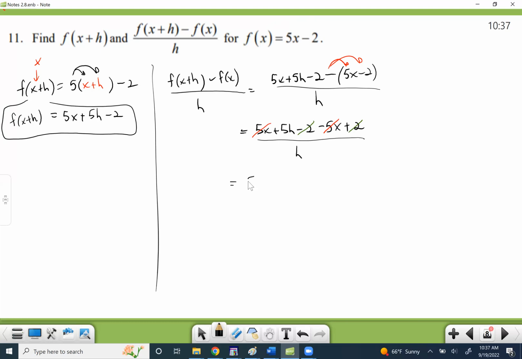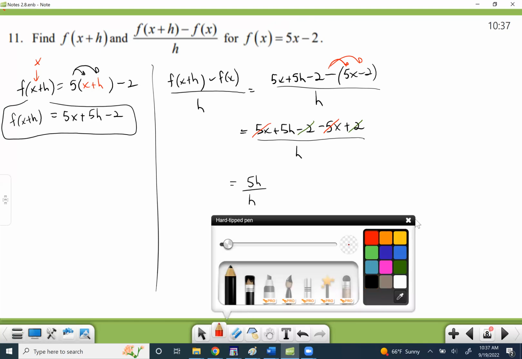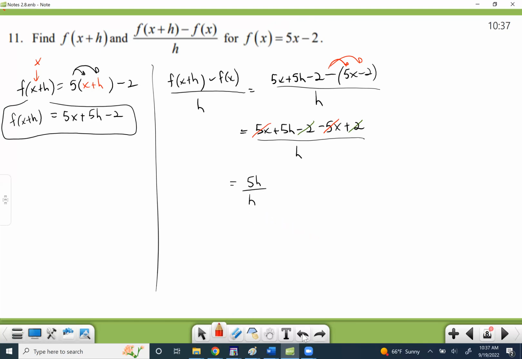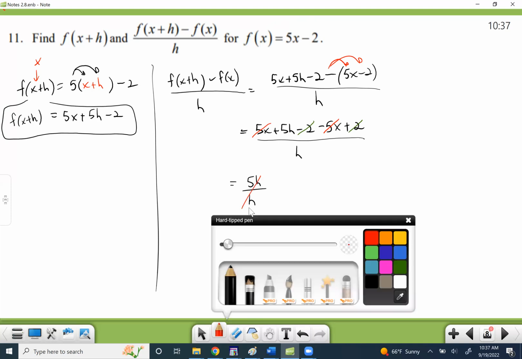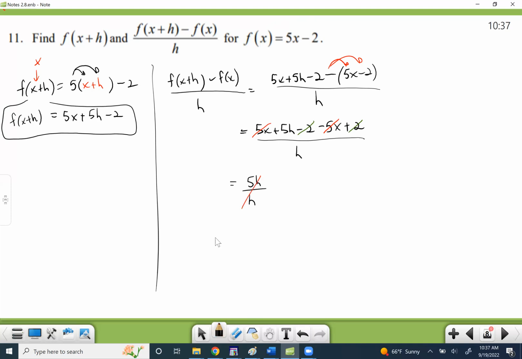All right, so you can see that we're left with 5h over h. And so indeed, the h's do cancel, and we just get 5 left over when all is said and done. And that is indeed the slope of that line. This is what this is finding, it is finding the slope. Okay, let's do another one.